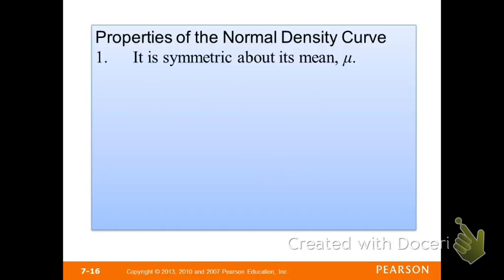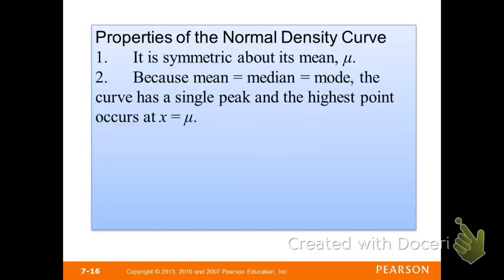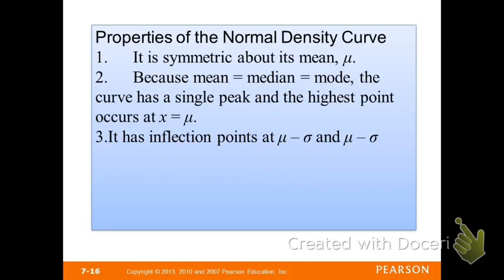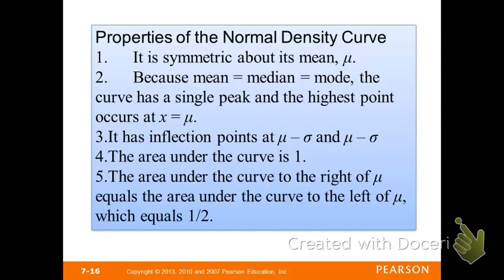So it is symmetric about the mean, mu. The mean, the median, the mode are all at the same point, single peak. And it's centered about mu. Has inflection points, as we know, at mu plus or minus 1 sigma. Total area under the curve has to be 1. So Gauss is saying, he created the function that has all these properties. And the area under the curve to the right equals the area under the curve to the left. So it's symmetric, which will be a half on either side of mu.